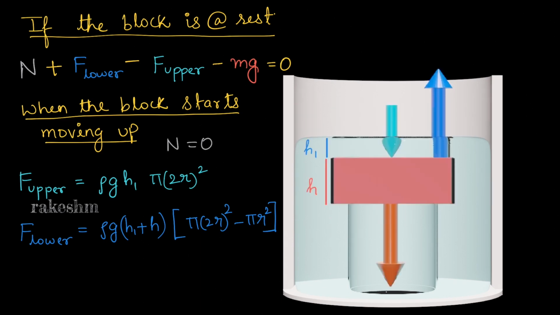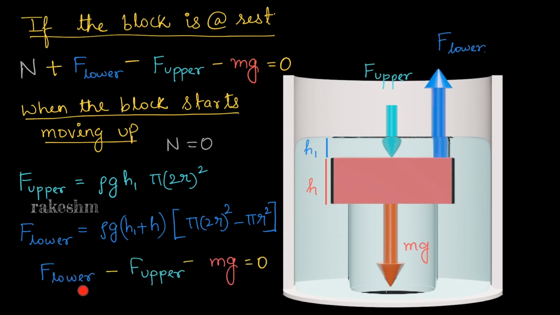Let us move on to the instant when the normal reaction on the block just becomes 0. At this instant, we can write the net force on the block is 0 and the normal reaction is also equal to 0. And using that equation, let us find what is h1 in terms of h.